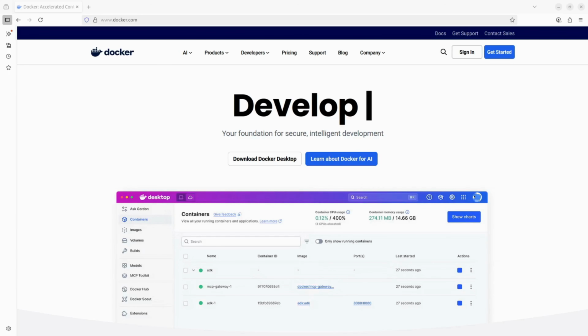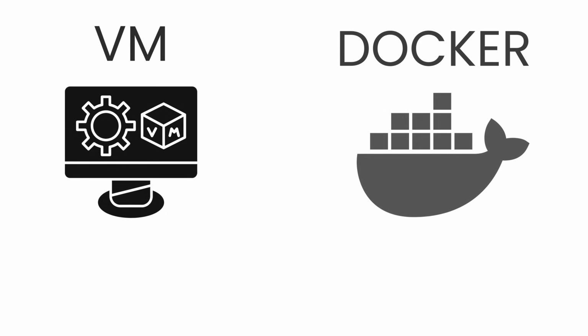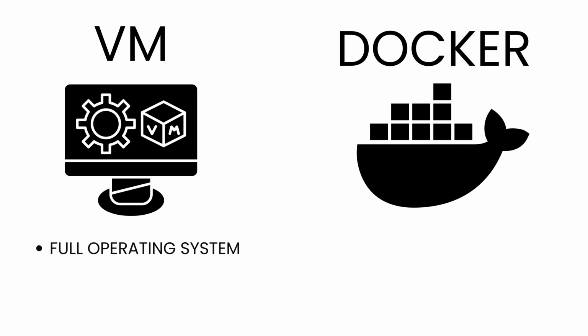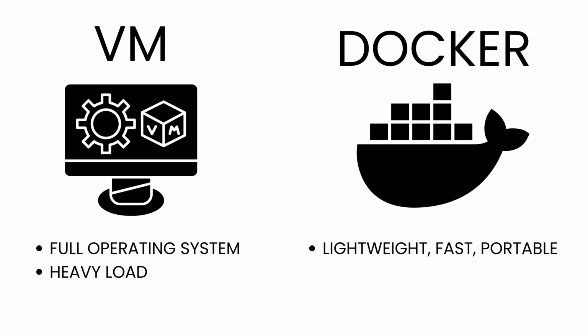How's that different from a virtual machine? Well, a VM includes a full operating system, which makes it heavy. A container, on the other hand, shares the host OS kernel, making it lightweight and super fast. So, Docker equals lightweight, isolated, portable environments for your apps. And that's why it's a game changer.